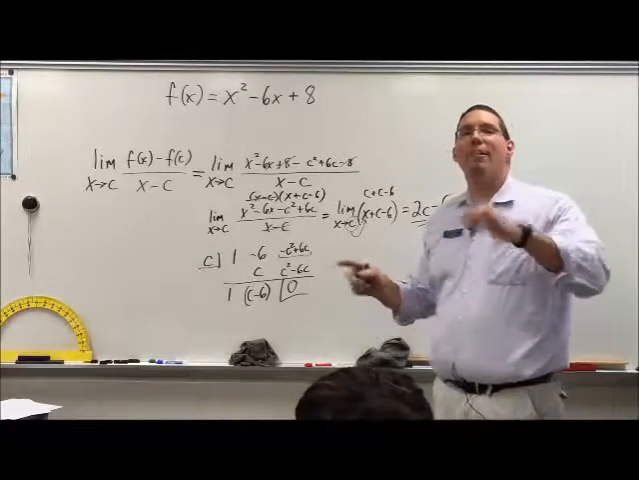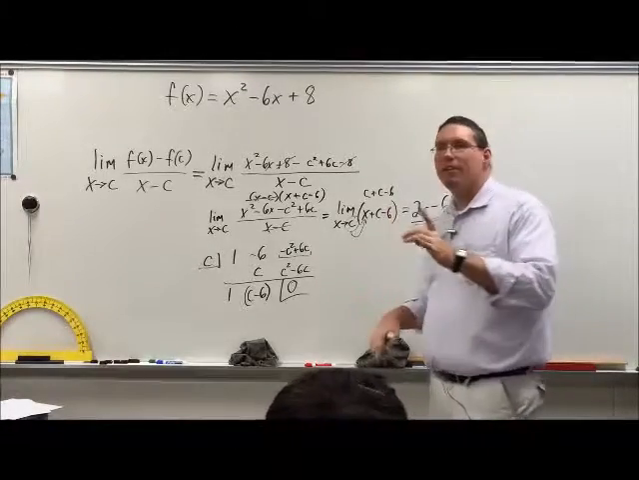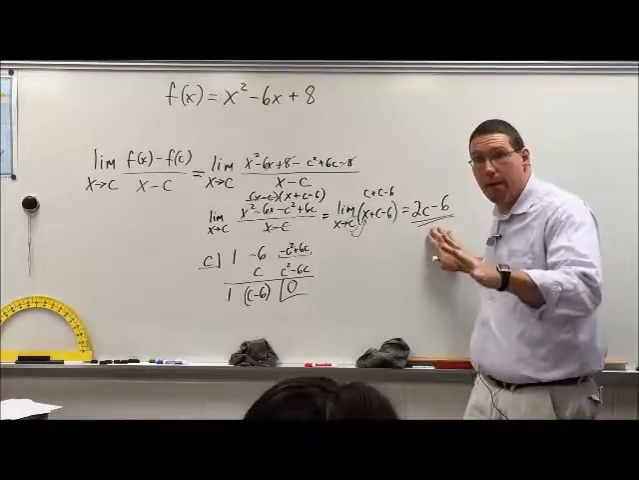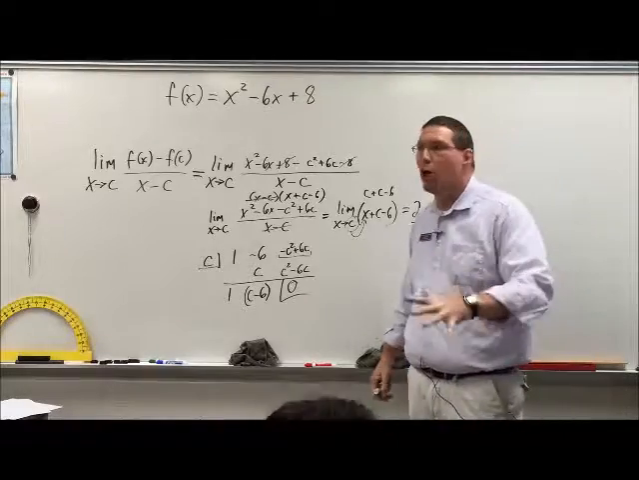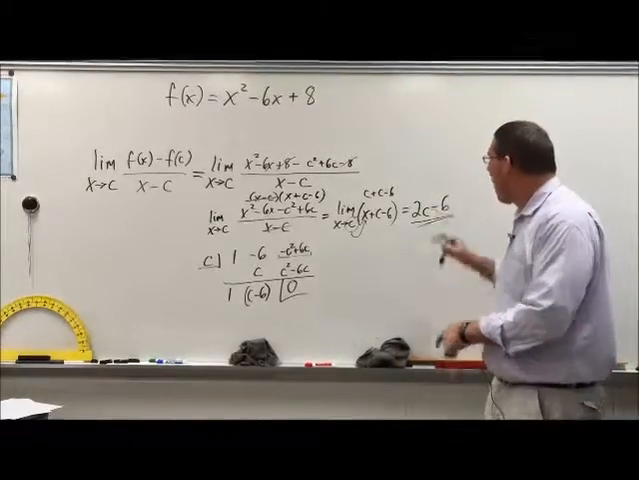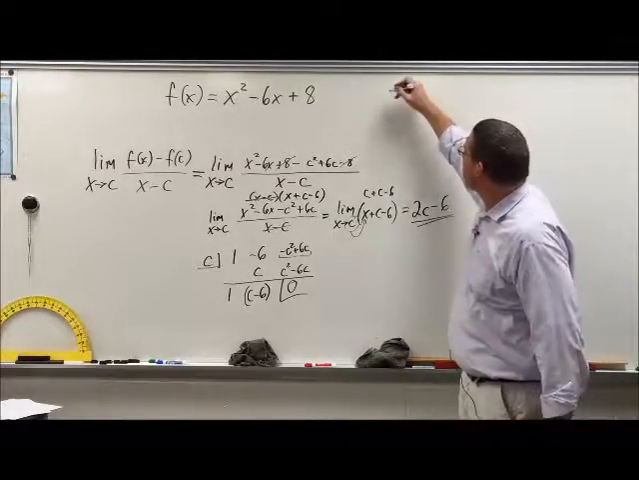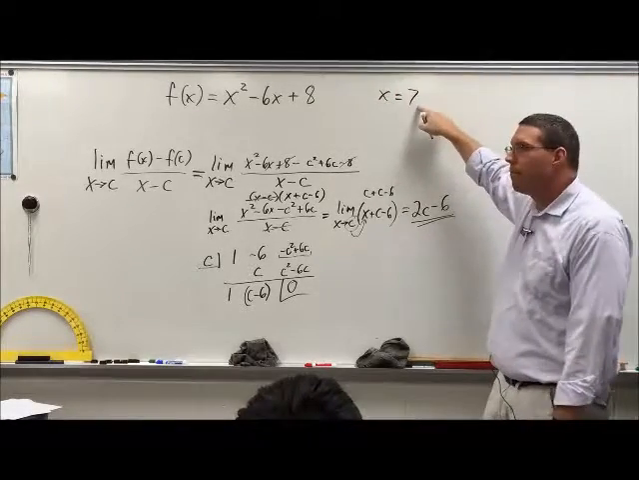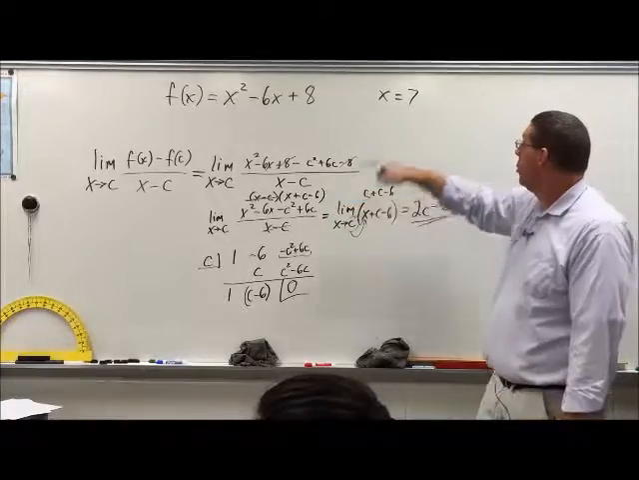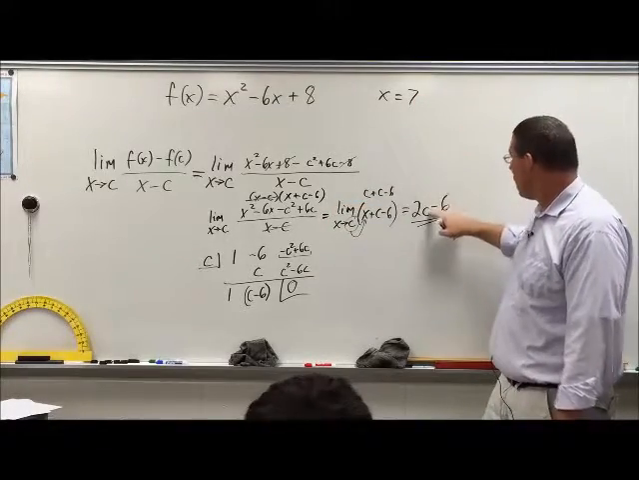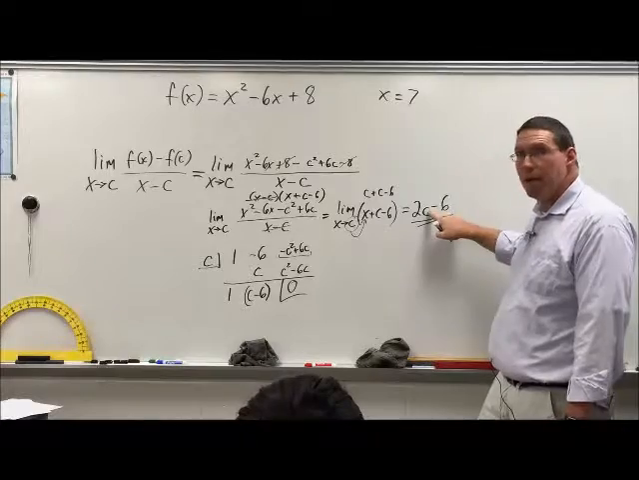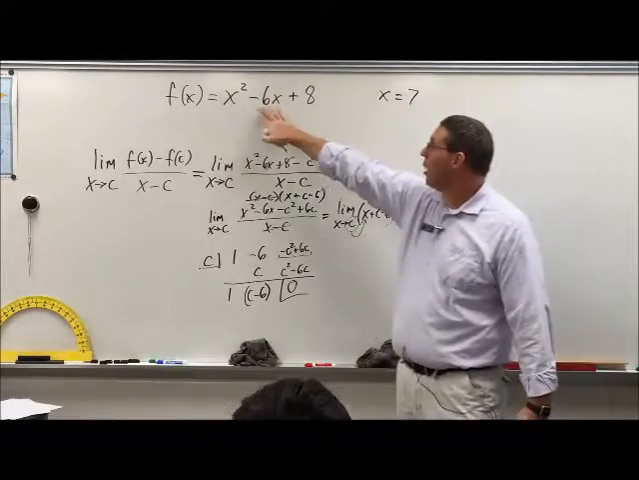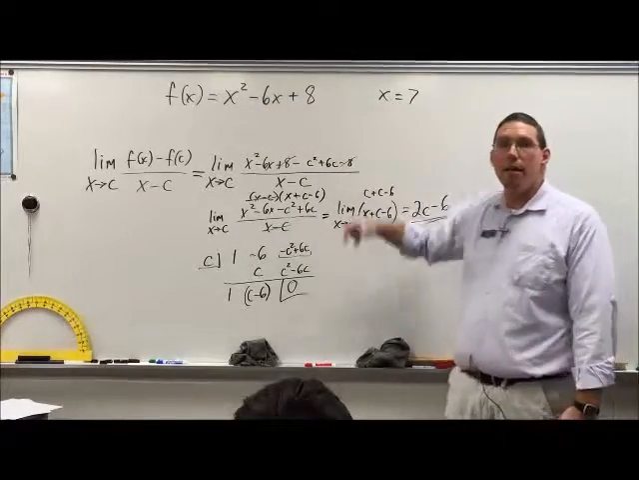Now, hang on. I'm going to teach you guys one more thing. We're going to do it another way, and we're going to come back to 2c minus 6. In case some of you don't know what just happened, we now have a rule. If I ask you what's the instantaneous rate of change when x is equal to 7, all you have to do is put that in: 2 times 7 is 14, minus 6 is 8. So the instantaneous rate of change of f of x when x equals 7 is 8.